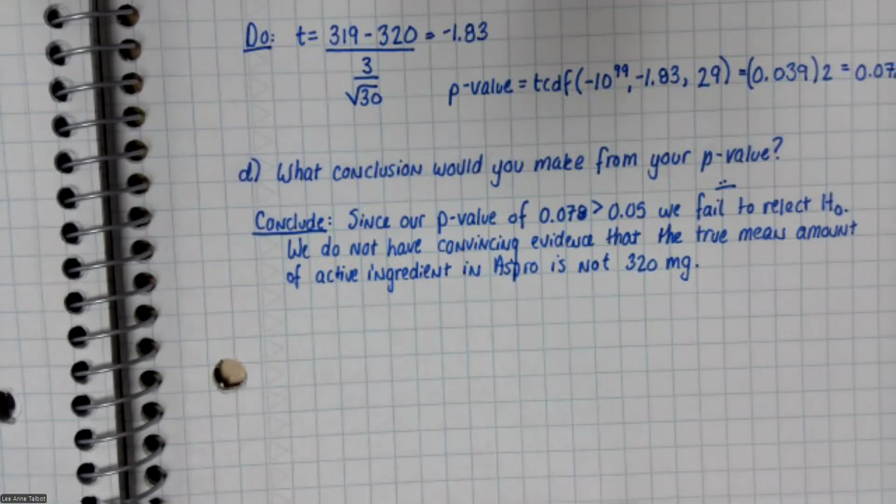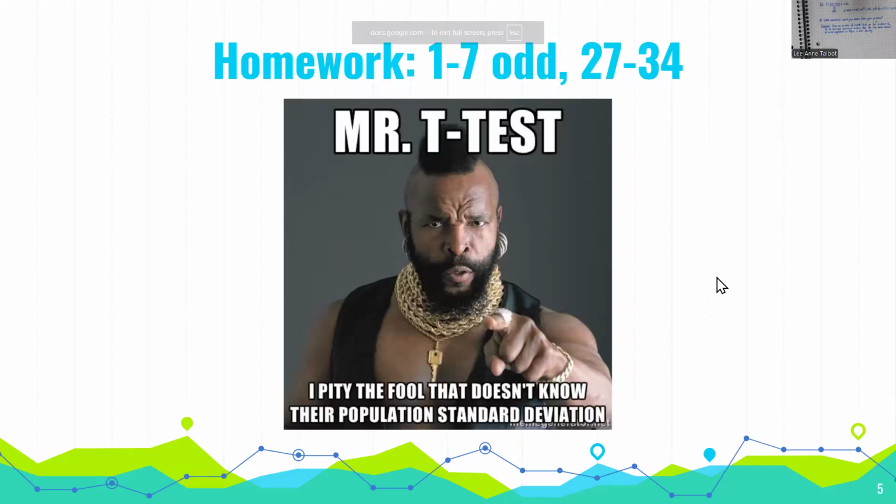Real quick, before you depart. Hold on, one second. Before you depart. Here's my joke. Mr. T says, I pity the fool that doesn't know their population standard deviation. See, but that's gonna help you remember why we have to use T instead of Z. Because Mr. T says he pities the fool.